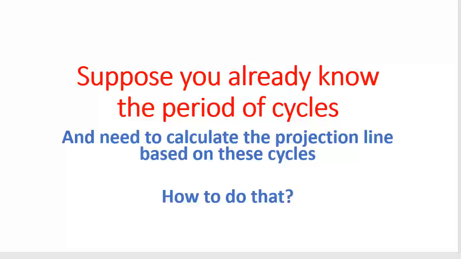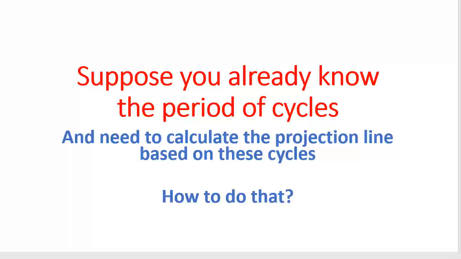Hello everybody, this is a very short video class. Suppose you already know that for your financial instrument some cycles work. Somebody told you that, for your stock, 100-day and 59-day cycles work. I have no idea how they got these cycles, it's just an example, because users ask me a question about that. The question is how to calculate the projection line based on these cycles and how to verify this projection line.